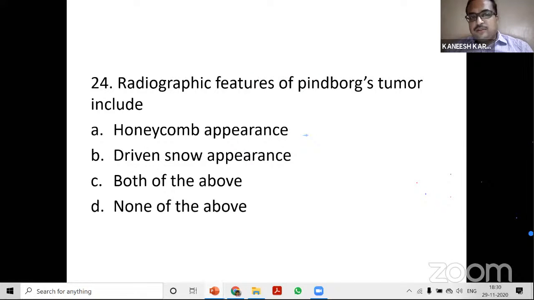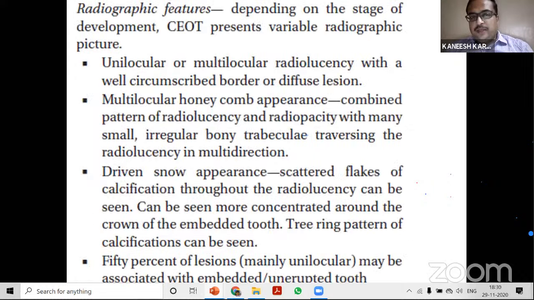Radiographic features of Pindborg tumor. What is Pindborg tumor? It is CEOT, calcifying epithelial odontogenic tumor. Answer is both of the above. Okay. So it has both honeycomb appearance and driven snow appearance. Okay.